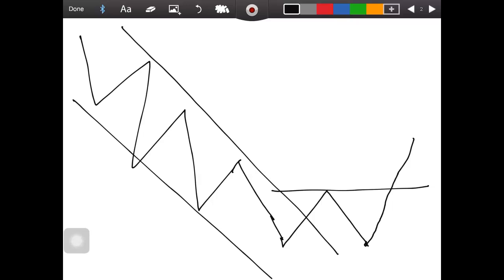Those who are trading double bottoms will buy above here, put your stop loss below support there, and then take profit above there. So those are reversal patterns. Reversal patterns are simply telling you that they occur after major uptrends and major downtrends.